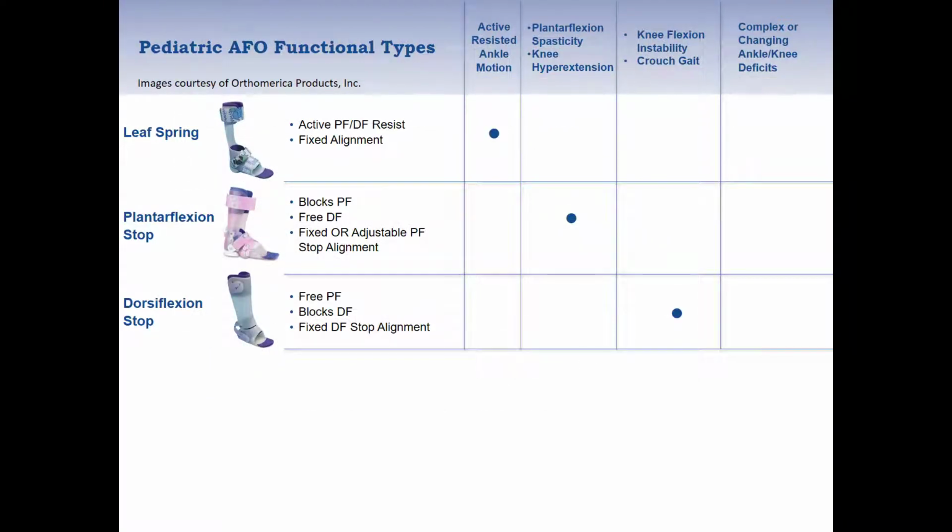There are many types of pediatric AFOs, but the sagittal plane influence of all types may be represented by some combination of the leaf spring, plantar flexion stop, and dorsiflexion stop orthosis. Leaf spring AFOs permit active resisted ankle motion when the ankle moves away from the fixed ankle alignment of the orthosis. These orthoses are commonly used to treat mild swing phase gait deficits as well as foot and ankle postural abnormalities.